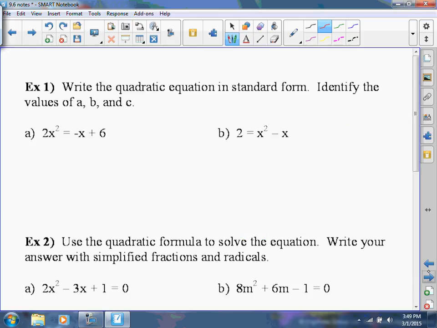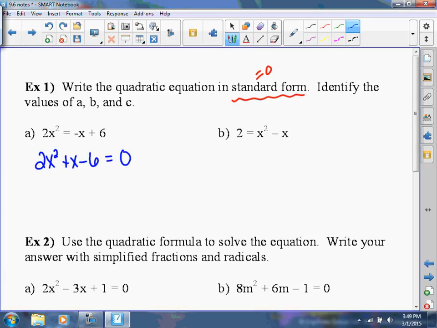Okay? So, for example 1, let's just practice making sure that we are really good at writing the quadratic equation in standard form. And again, that just means that it's all set equal to 0. So for part A here, we have 2x squared equals negative x plus 6. So I have to get everything set equal to 0. So I'm going to add the negative x over, and then I'm going to subtract the 6 over. So that'll get me 2x squared plus x minus 6 equals 0.